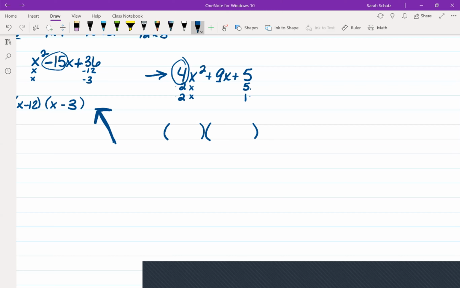So when I say cross products, look how I have these written in 2 rows.